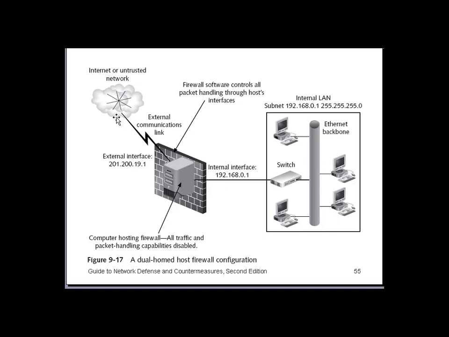Notice this internal interface is a private IP address. And so the packets come in here on this external interface, and then if any of the rules match, then they're forwarded to this internal interface, which then forwards the packets on back here to the Ethernet backbone within the internal LAN.